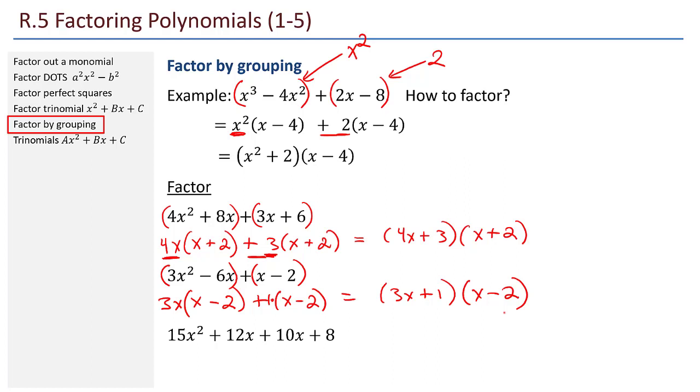Last problem. Let's group the first two terms, group the last two terms. What can I pull out? All right, as a number, I think I can pull 3 out again. So 3. And then how many x's? I can pull out 1x. And that leaves me 5x plus 4.